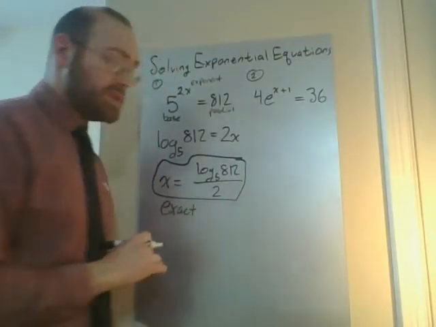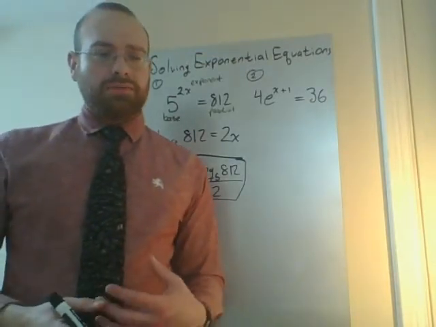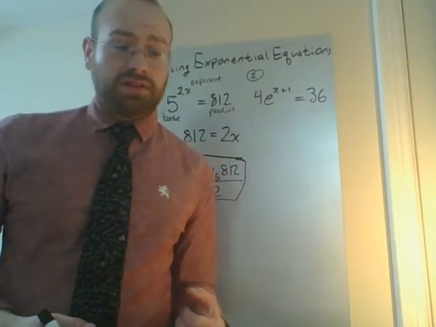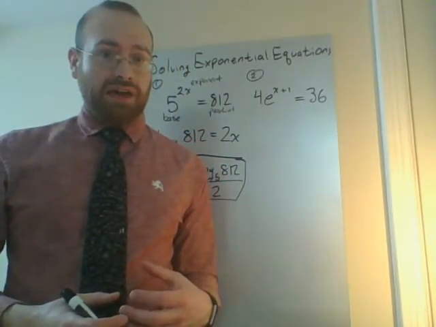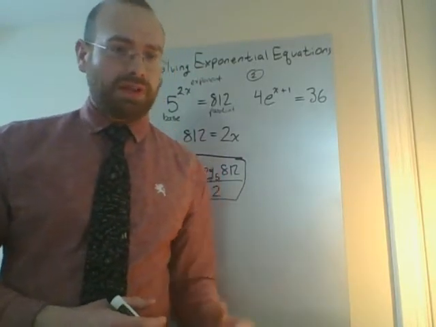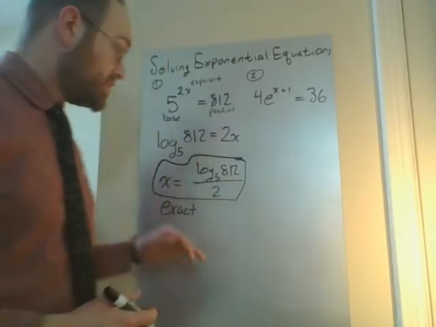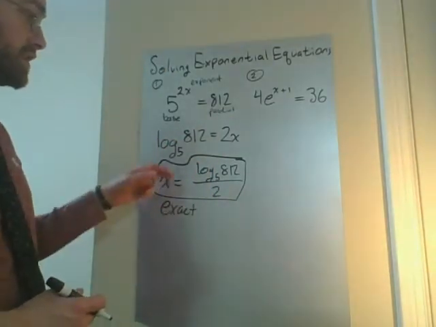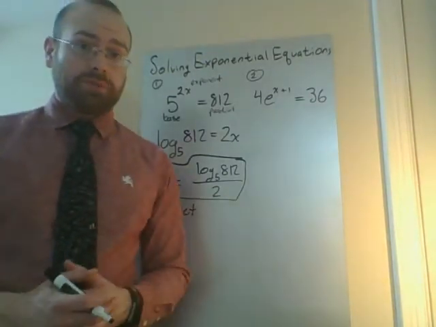It's exact because if we plug this into a calculator, it's going to give us a decimal with an infinite number of decimal places. And in order to write that down, we have to round at some point. Even if we round at the 100th decimal place, the moment we round a number, it's no longer exact. So this is the exact answer. Log base 5 of 812 divided by 2.